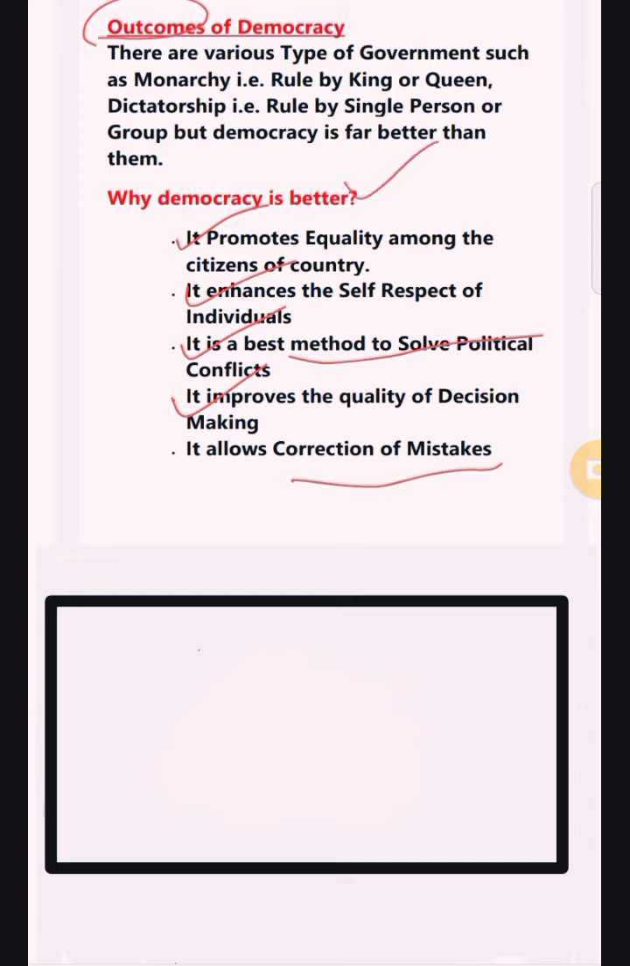Here also a question comes for 3 marks, children: how democracy is better. If this question comes, there is not so much to explain. All these points are too simple. They are your Class 9 points. You can add to these points also. So for 3 marks, this question can come from here: why democracy is better or how it is better.